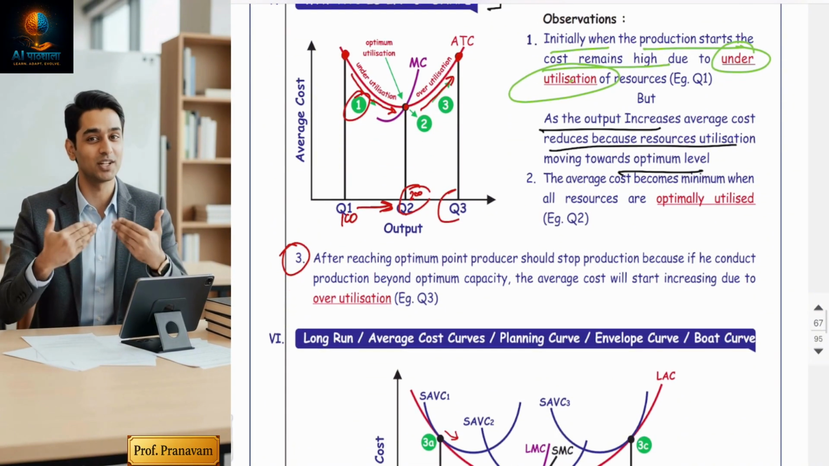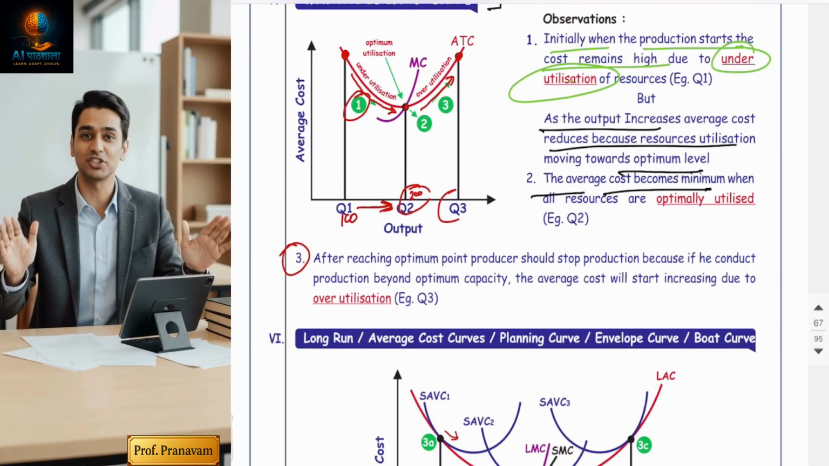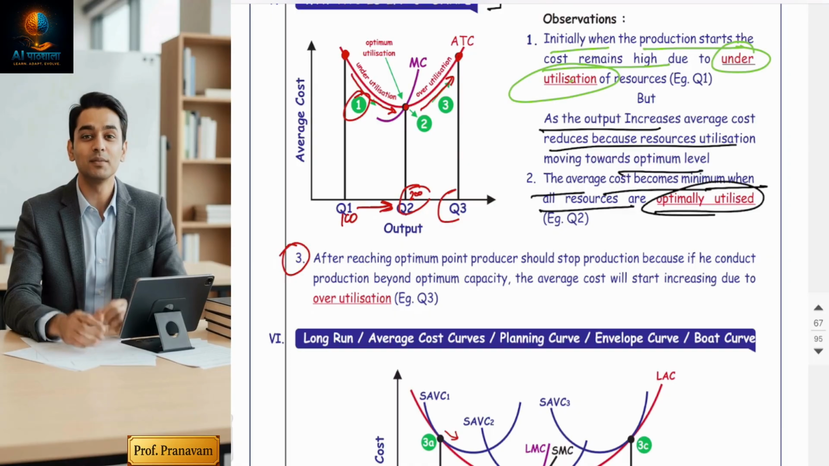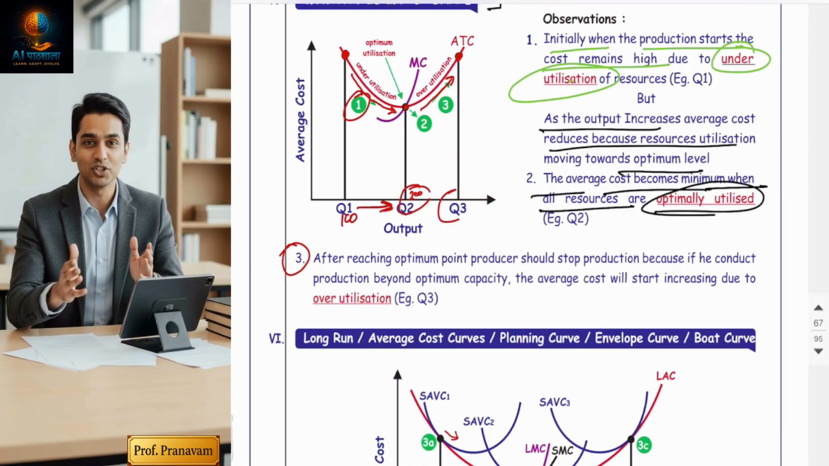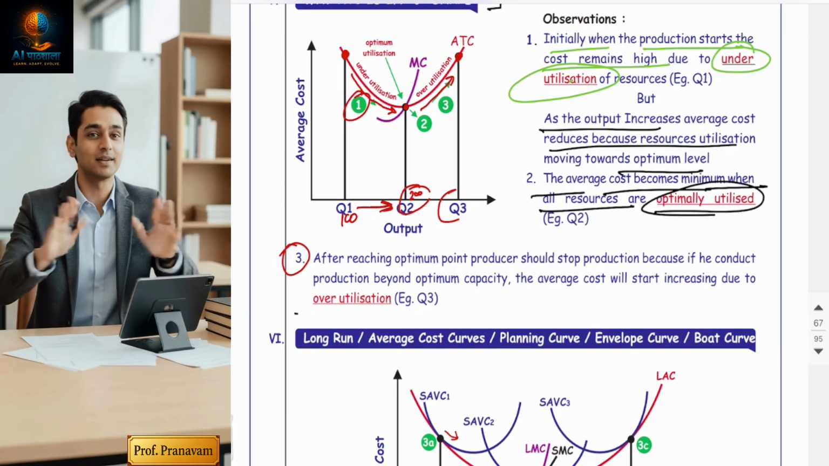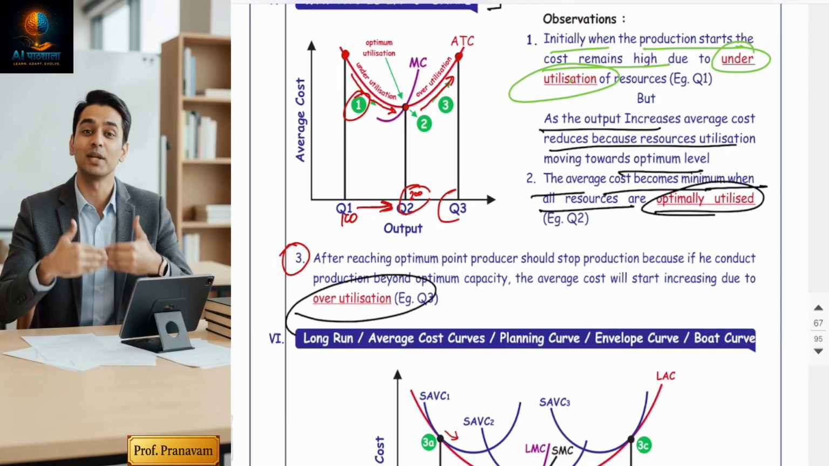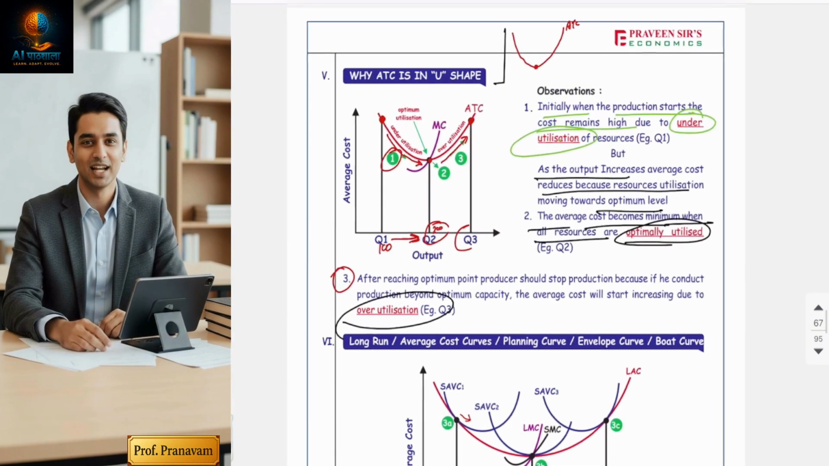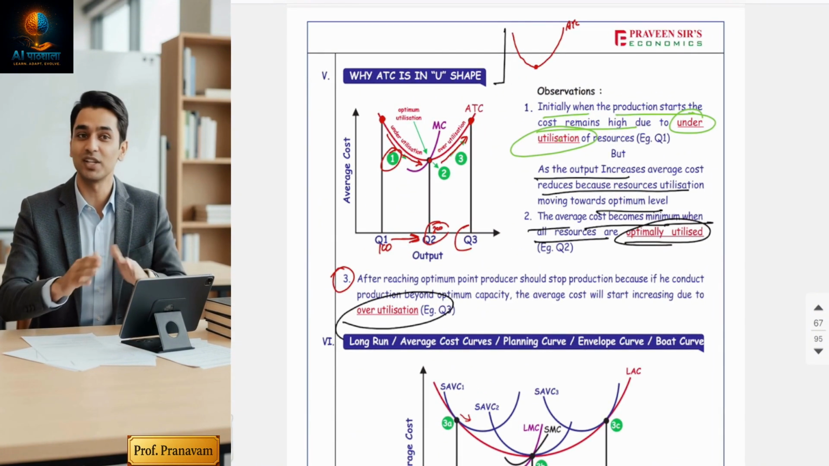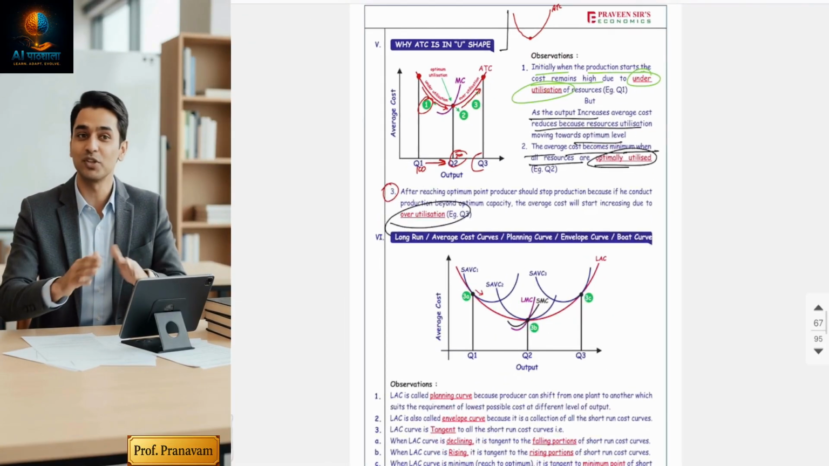Now, second point. The average cost is minimum when all the resources are optimally utilized. And if I go beyond the optimum, I'll be facing overutilization. That's why my ATC is U-shaped. So neither underutilization is good nor overutilization is good. Hope you understood.